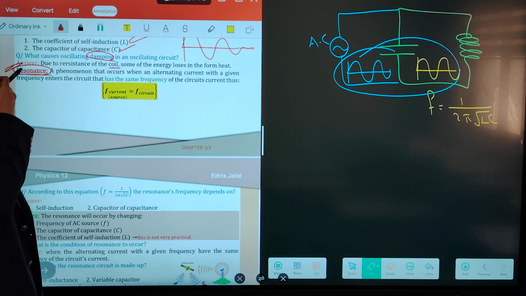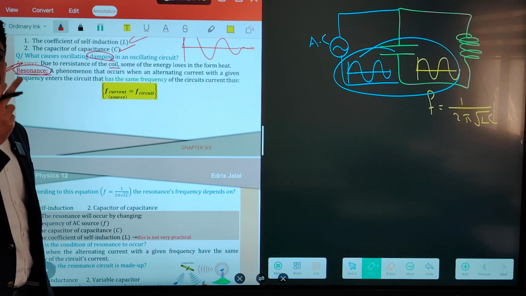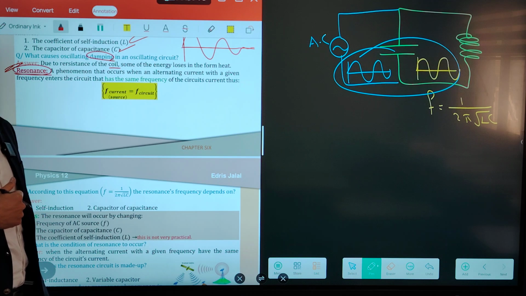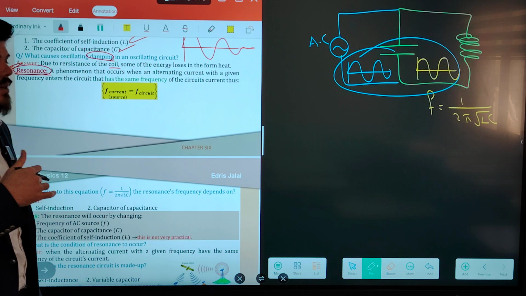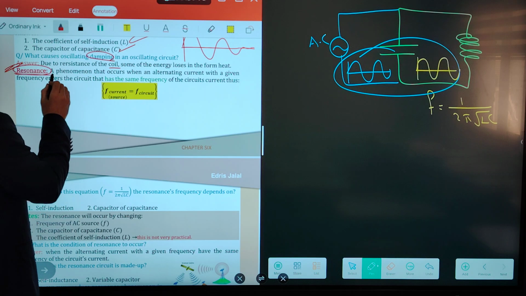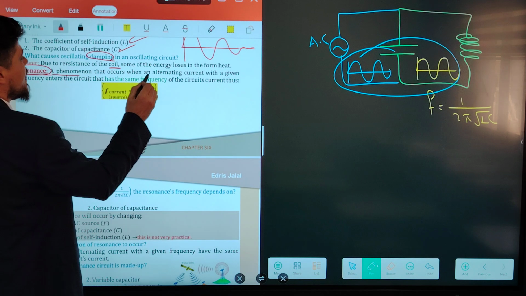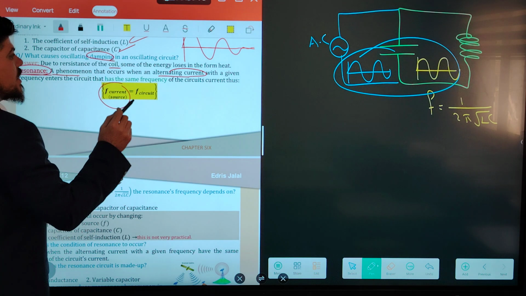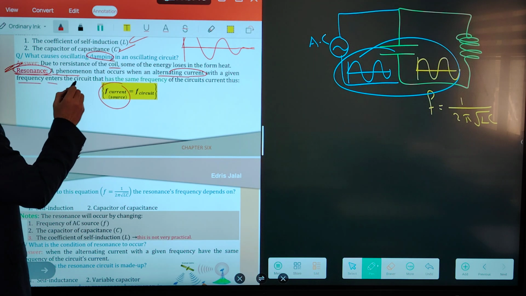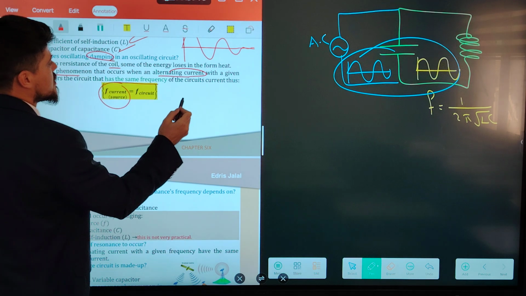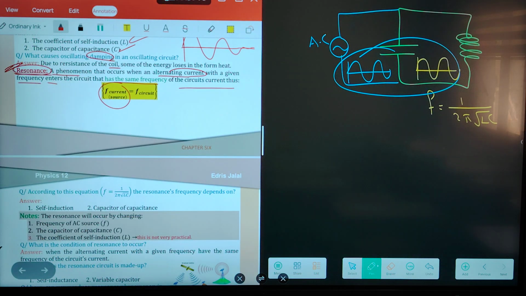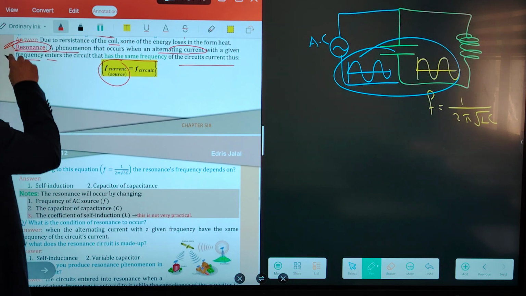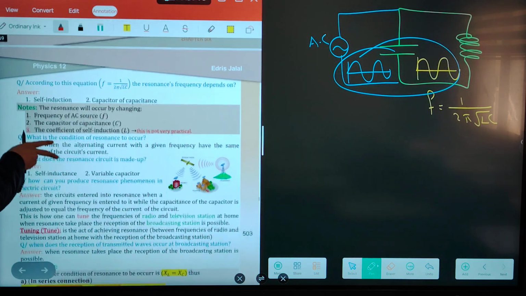But we have two types of resonance: resonance in mechanical and resonance in electromagnetic, or resonance in electricity, okay? Resonance in electricity is what? A phenomenon that occurs when alternating current with a given frequency enters a circuit that has the same frequency as the circuit current. Okay? This is resonance. The definition of resonance is very important.